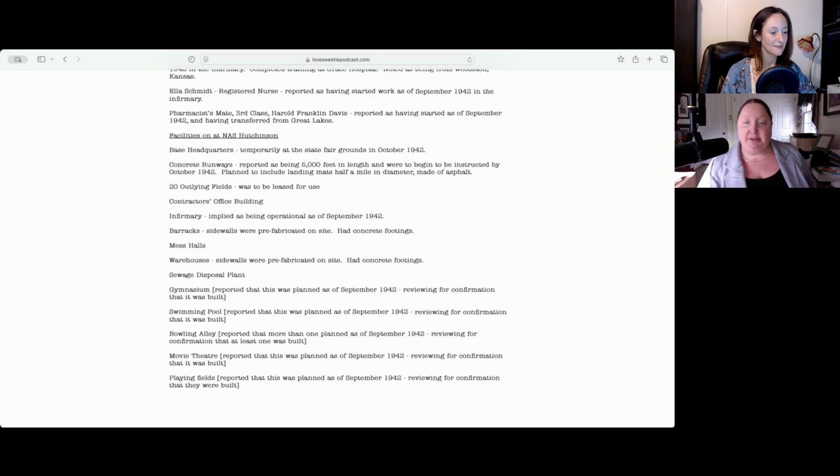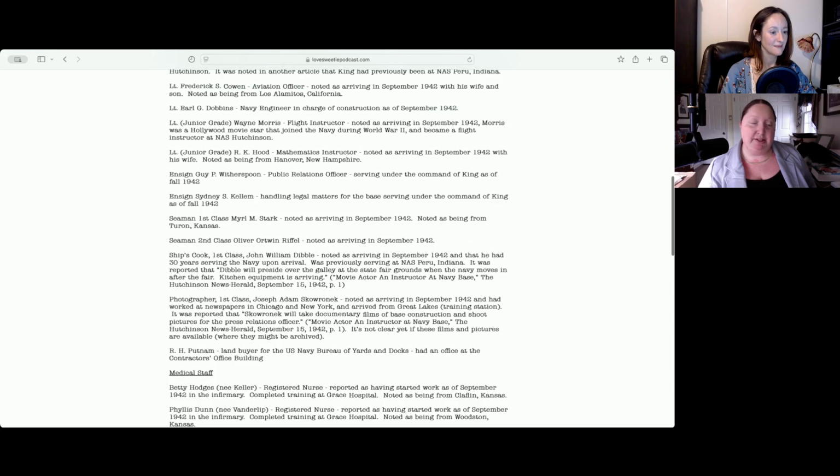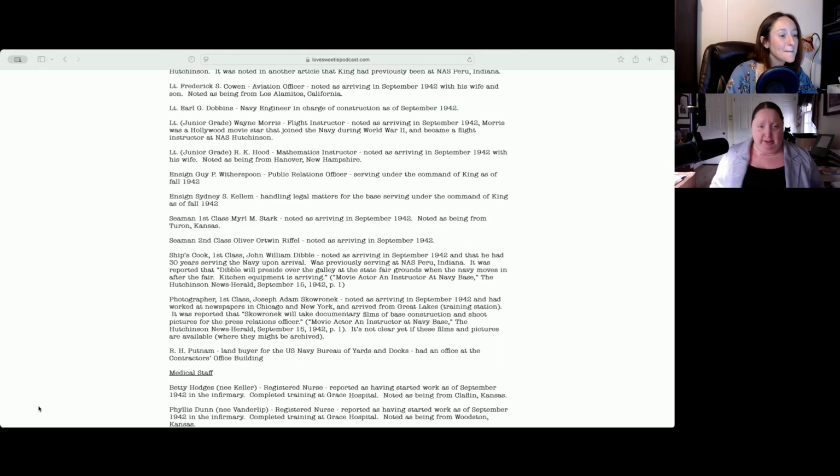If I scroll up on some of the other officers that were here, I love sometimes when I get to see just some of the scattered officer titles we can see that were on the base. Now, Wayne Morris was technically junior grade. That was the flight instructor that got Pinocchio as the mascot. That was extremely decorated. But we also have things like mathematics instructors, and it also serves to give an idea of what people were studying when they were training there. Public relations, of course, legal matters.